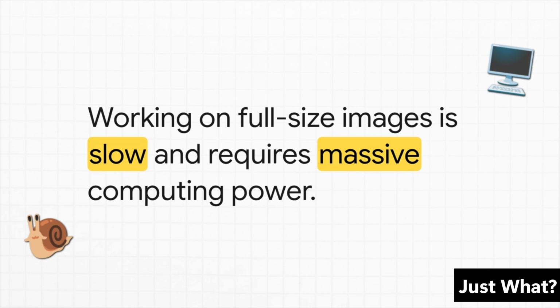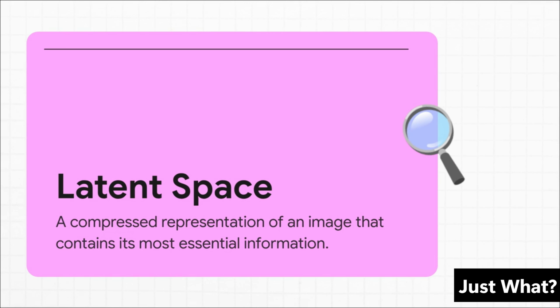Just the sheer amount of data in every single pixel of a big image made the whole process super expensive, computationally speaking. Stable Diffusion had to find a way to make it all way more efficient. And the solution is something called latent space. It sounds like a super technical term, right? But the idea is actually pretty simple. It's all about compressing an image down to just its most essential information.